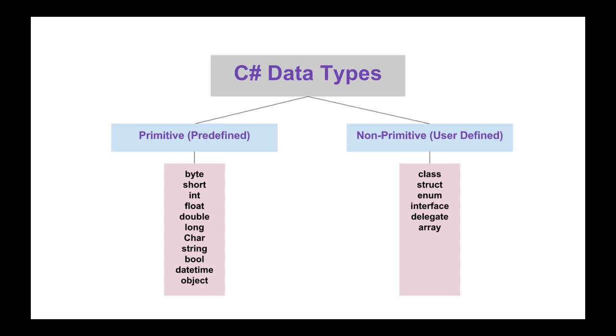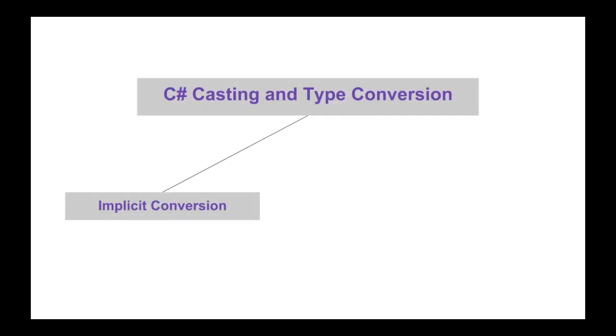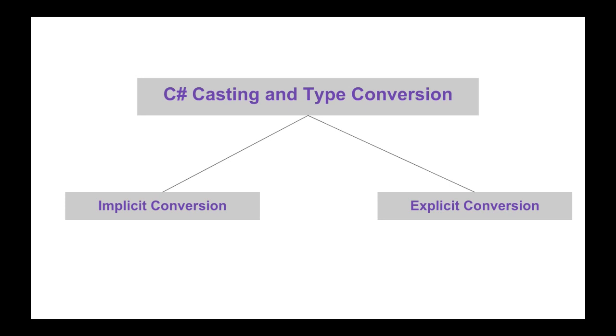Now let's talk about casting or converting between these types. In C# we have two types of conversion. The first conversion is called implicit conversion. The second conversion is called explicit conversion. The implicit conversion is done to us by the compiler, and we do not have to worry about it. On the other hand, the explicit conversion is done explicitly by the user using predefined functions.